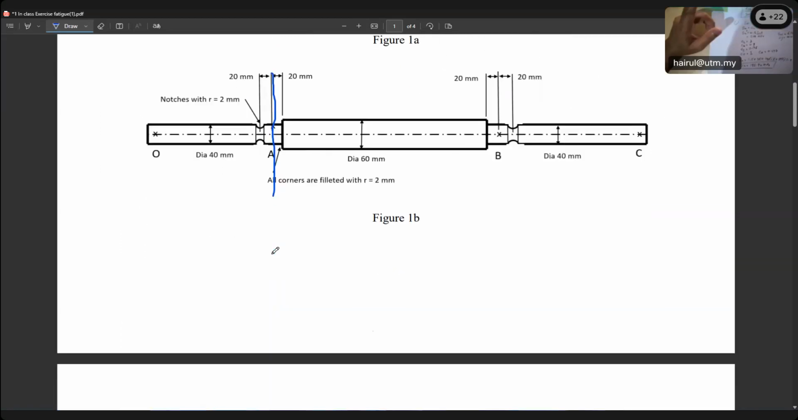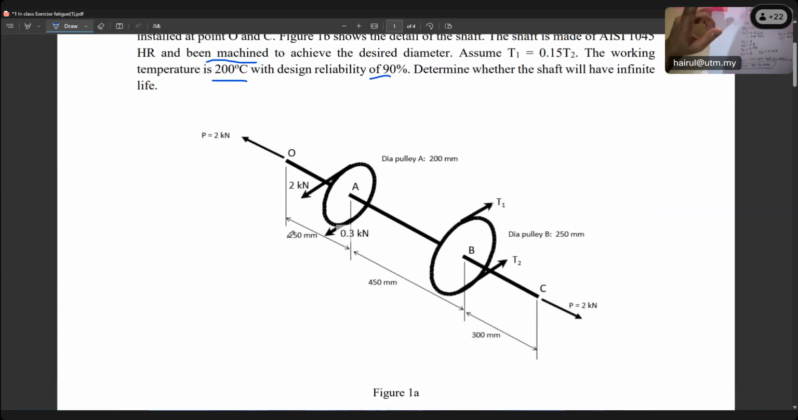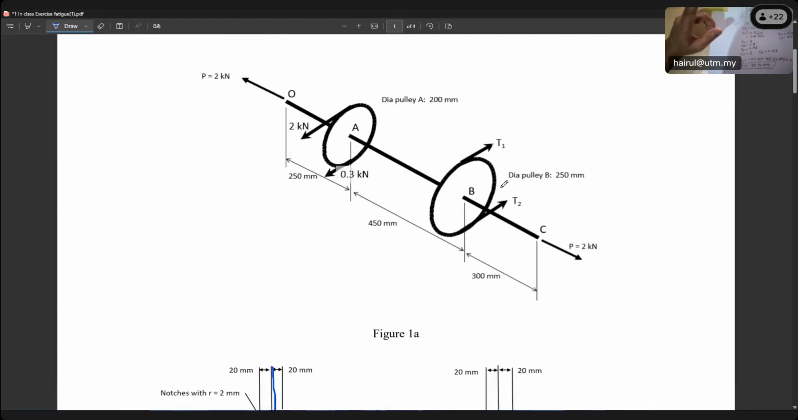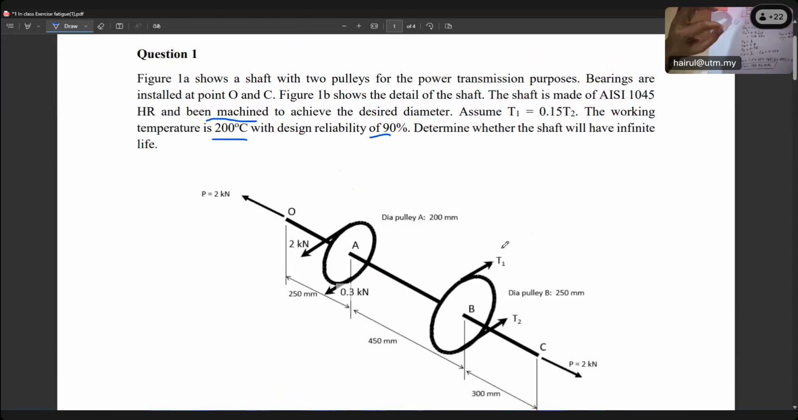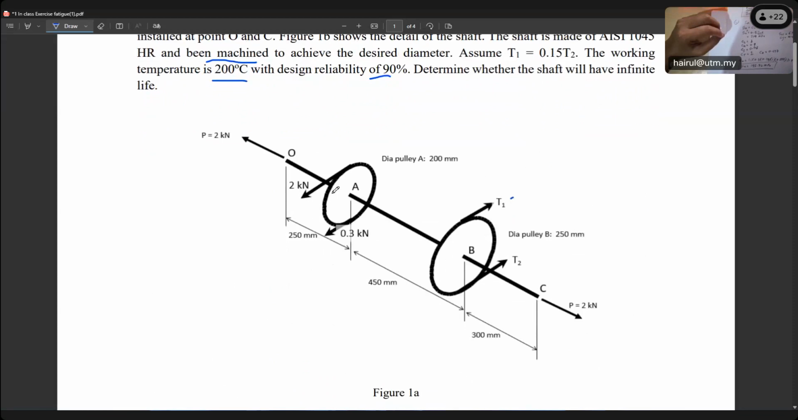But when you do the shear diagram, I need to make this one a shortcut. You know how to find T1, T2. I remember the previous example, T1 is 0.5 T2 because it is 2 kilonewton. This is the way the torque is: this is bigger, this is less, like this. So it means T1 is much bigger than T2.